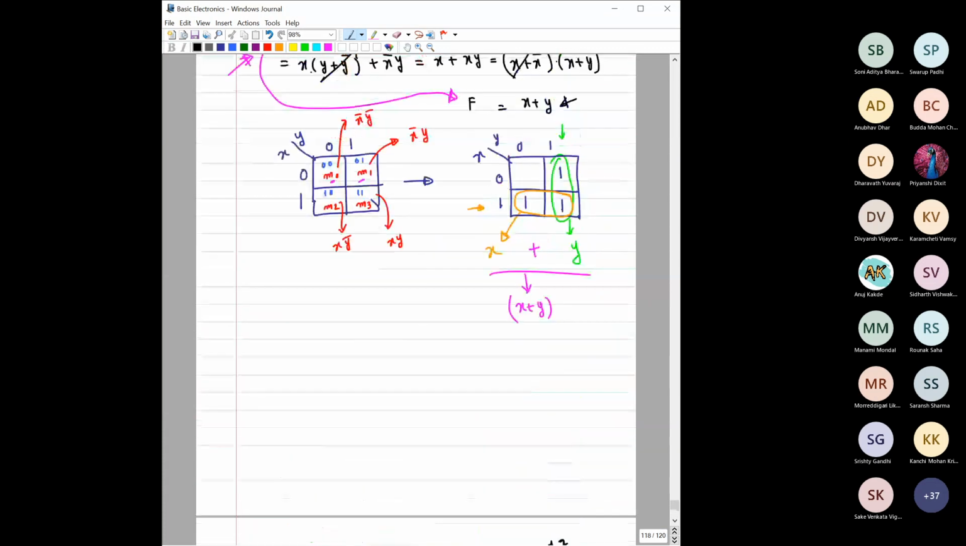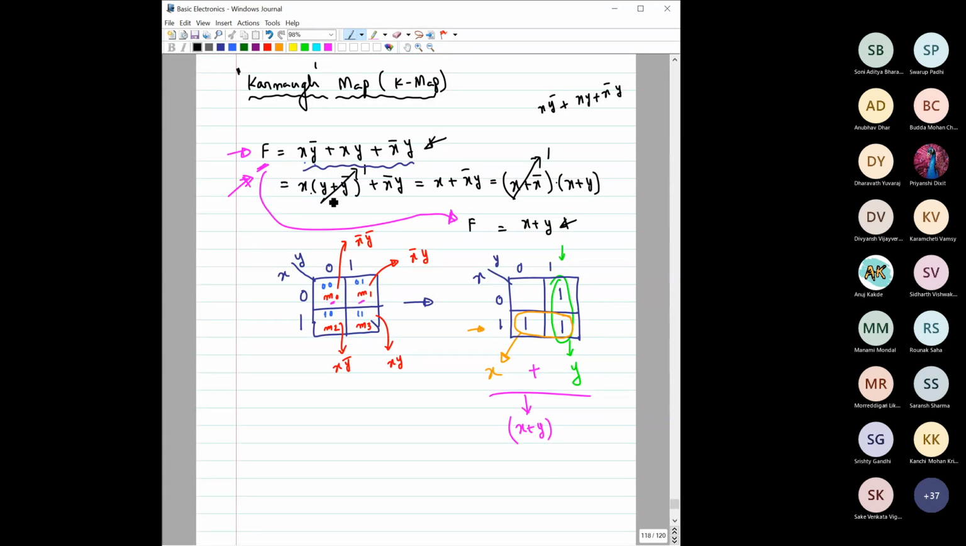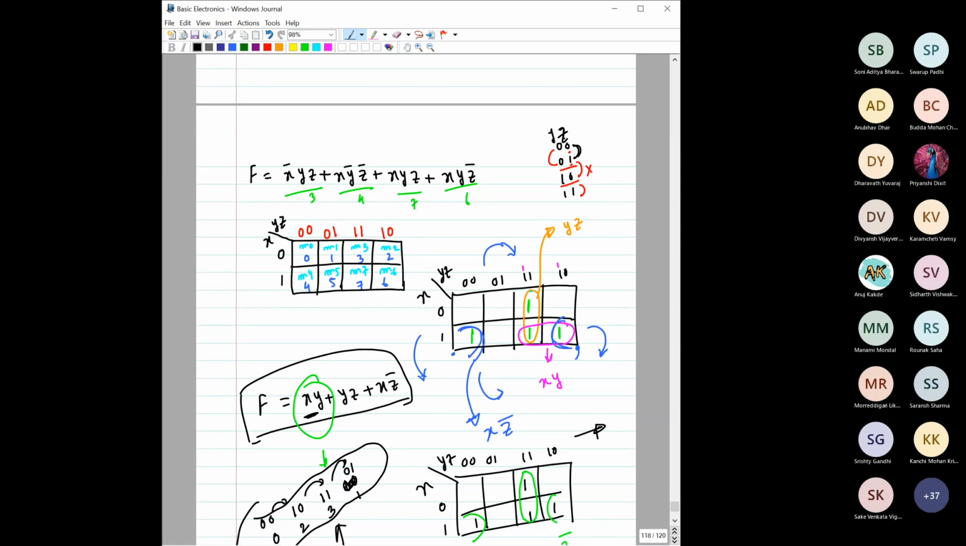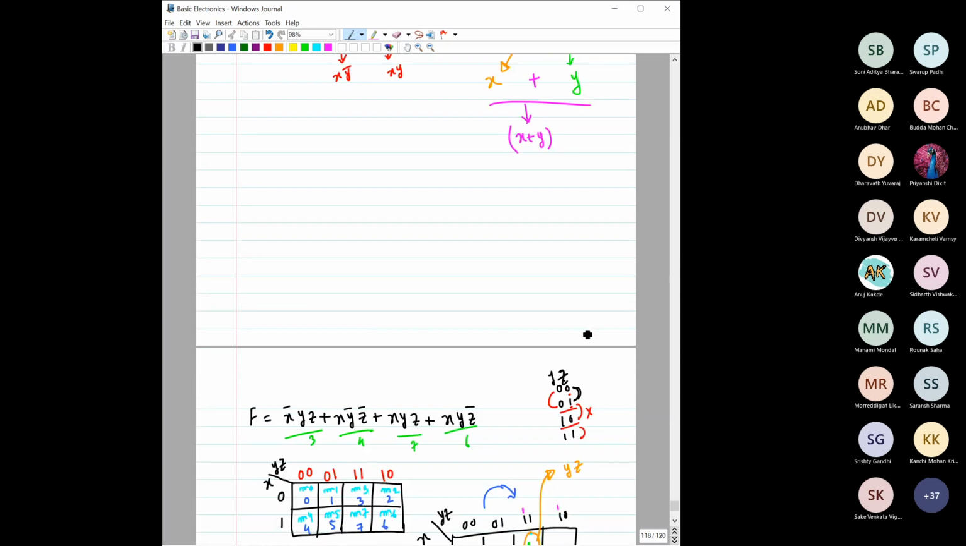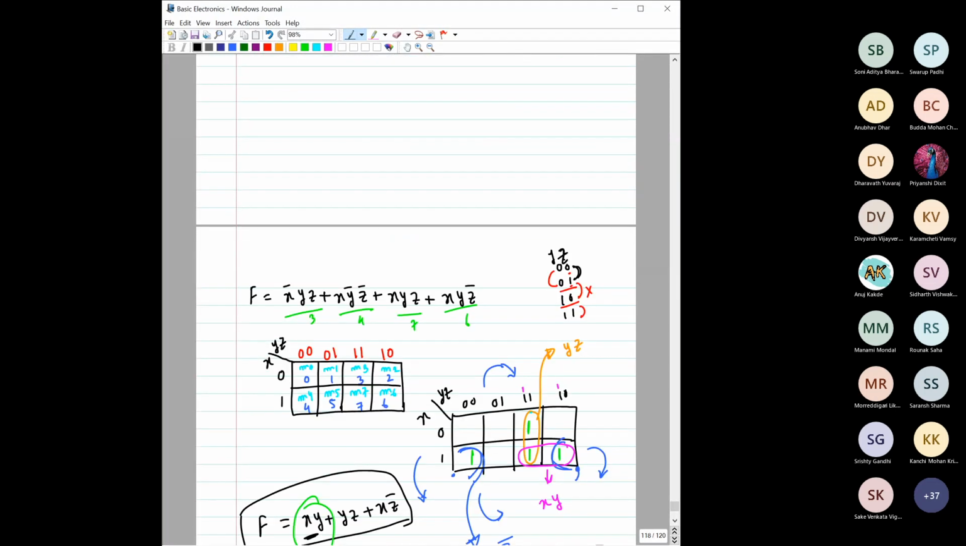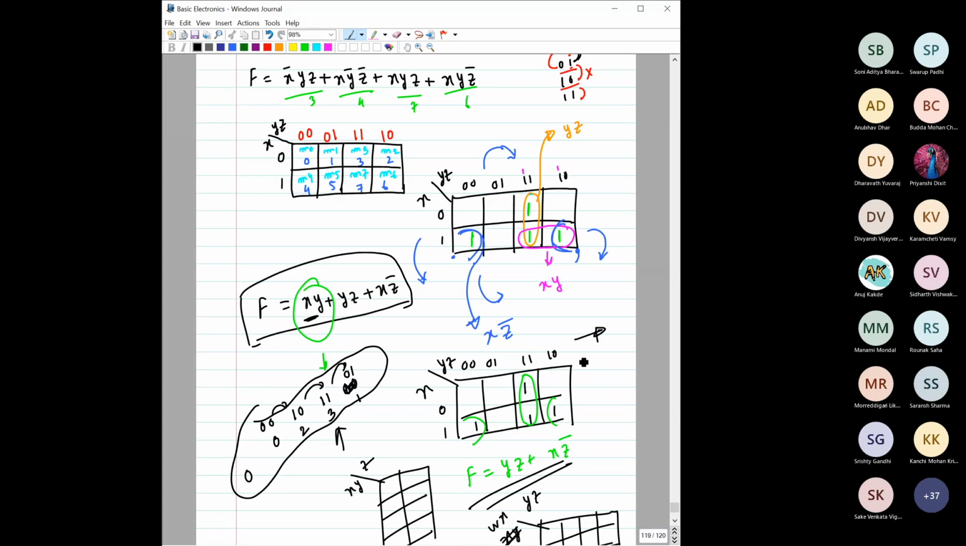In yesterday's class, we introduced the concept of the Karnaugh map, how to use it, and the process for minimizing a particular Boolean function. This is a two variable Karnaugh map, so we have four blocks, which is 2 to the power 2. This is a three variable Karnaugh map, with variables x, y, z, so we expect 2 to the power 3, that is 8 blocks.